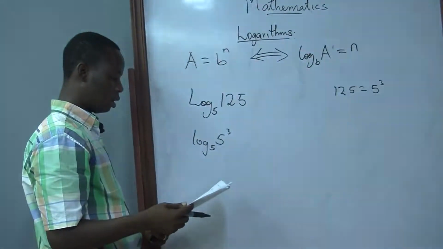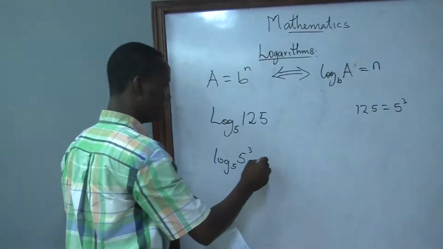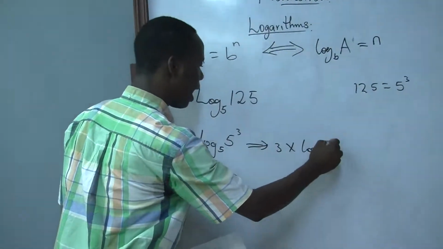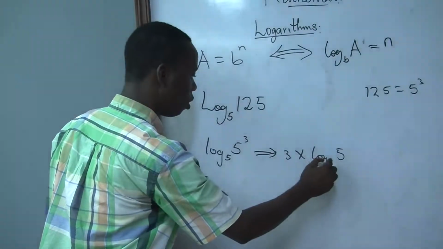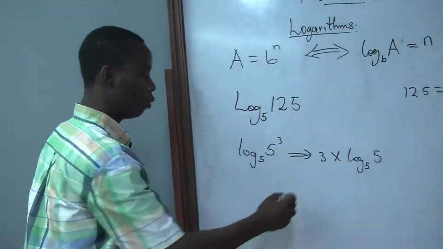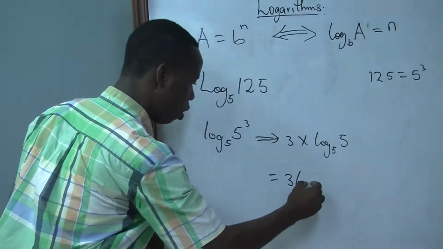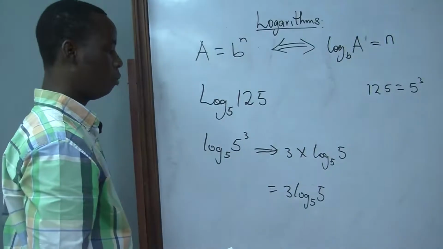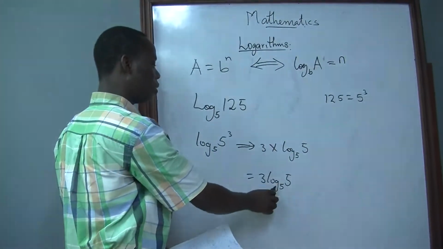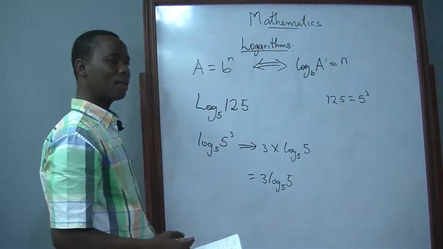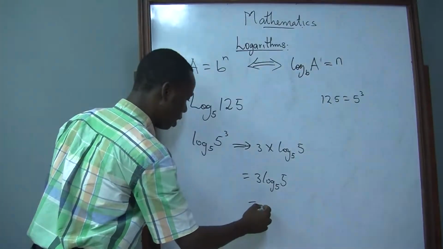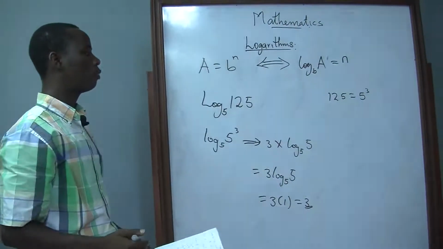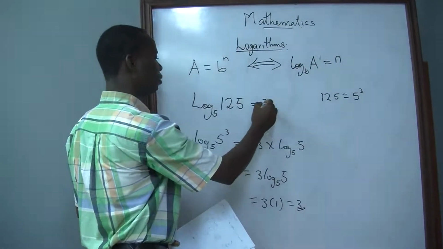And the third law says this will equal 3 times log 5 in base 5. The fourth law makes us realize that when we have log of any number in that same base, that equals 1. That tells us that what we have here equals 3 into bracket of 1, which equals 3. So log 125 in base 5 equals 3.